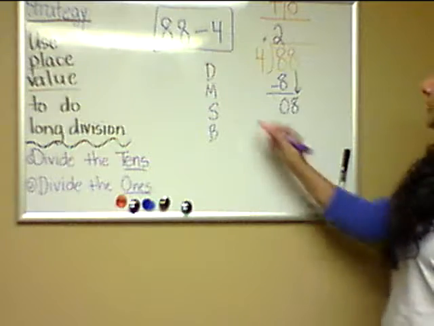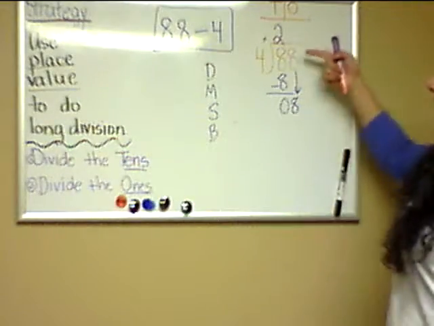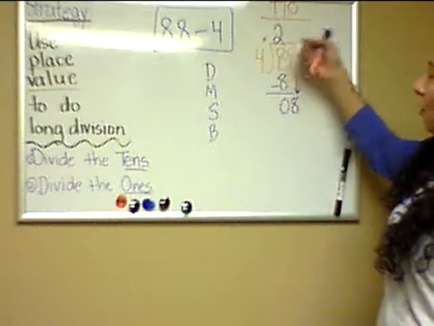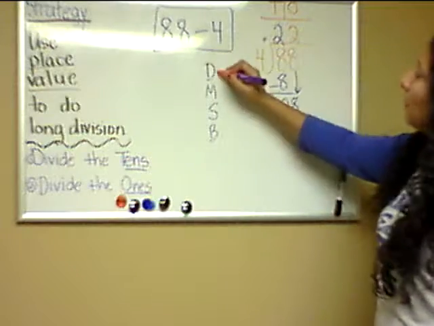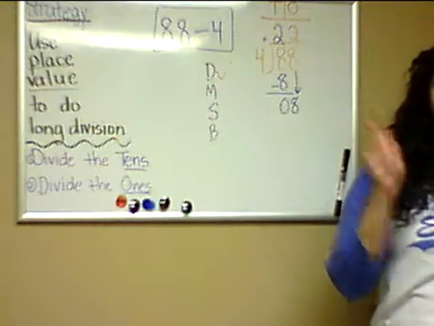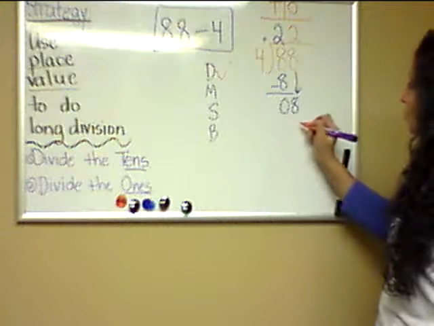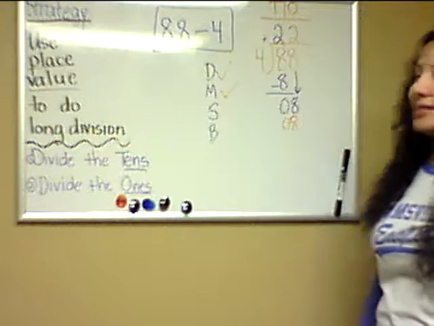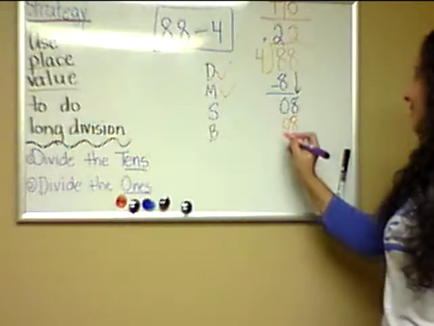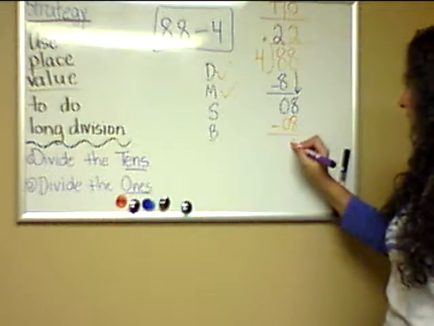Here we go. D for divide. Step 2 is divide the ones. 8 ones divided by 4 equals 2. Good job. Next is to multiply. 2 times 4 is 8. So you write it down here. Next step is to subtract. 8 minus 8 is 0. You got it.